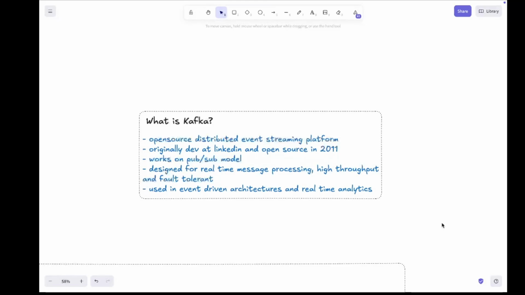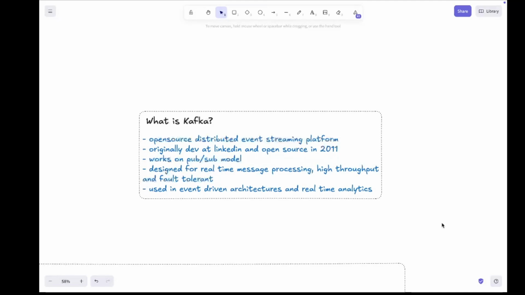Basically, you can have high throughput and fault-tolerant mechanisms in Kafka, which makes it highly robust and battle tested. A lot of organizations have already adopted Kafka, and it's a very important technology in an event-driven architecture where you can do a lot of analytics on the real-time events that are happening.